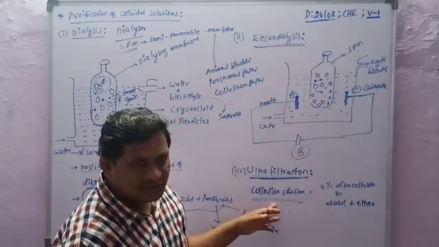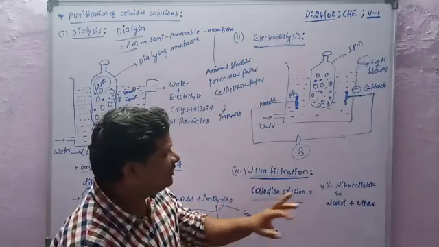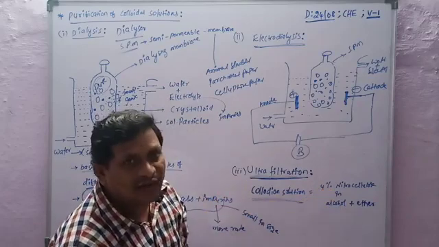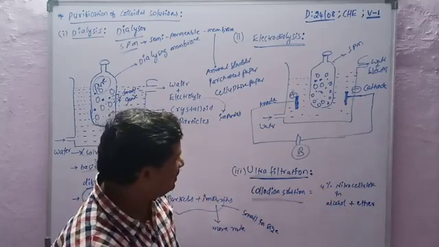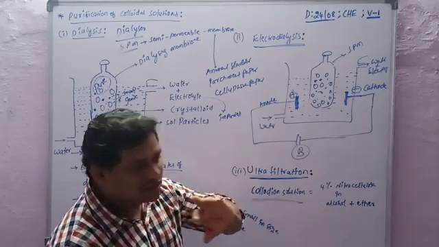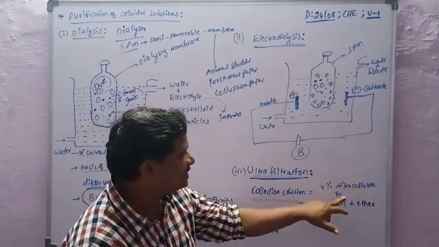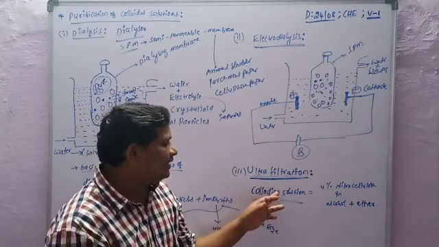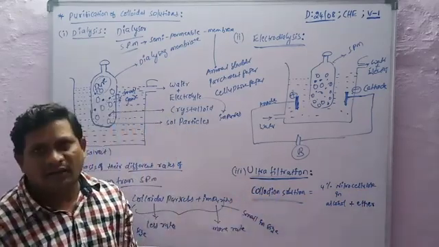In this process, a colloidal solution is taken. The colloidal solution is prepared from a combination of 4% nitrocellulose in alcohol and ether. This mixture of 4% nitrocellulose in alcohol plus ether is known as the colloidal solution. So this is ultrafiltration.